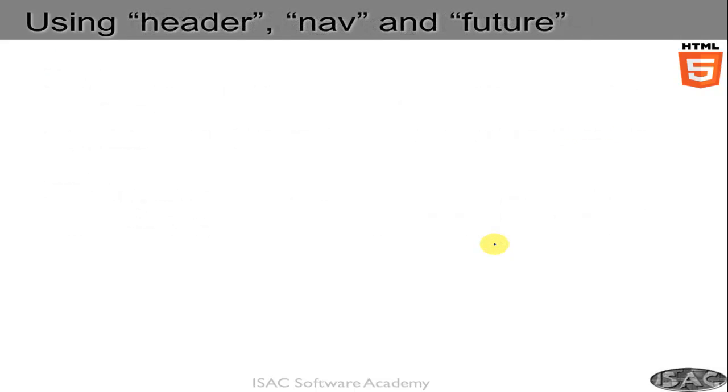Now let us see one example. We will see an example of HTML5 using header, nav and footer. So what we will do is start with our standard doctype HTML. We will declare one title called HTML5 using header, footer and nav. So this is, I think, the footer. It will be footer. So this is footer, not future. Sorry for the typo.